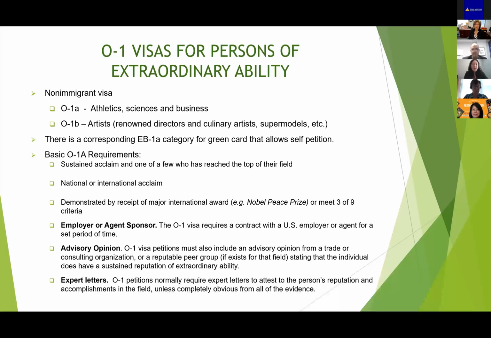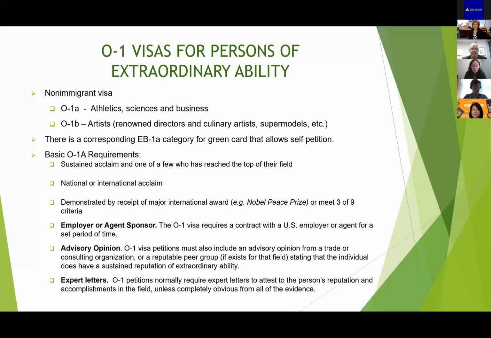And then if you happen to be the recipient of a major international award, such as a Nobel Peace Prize, but we know that's not issued that often, but if you have something that's equivalent in your industry or in your field to the Nobel Peace Prize, that can make you qualified and eligible for the O1 visa category. But don't be too worried. If you're not the recipient of this type of major international award, the equivalent of a Nobel Peace Prize, there are other criteria that you can satisfy.